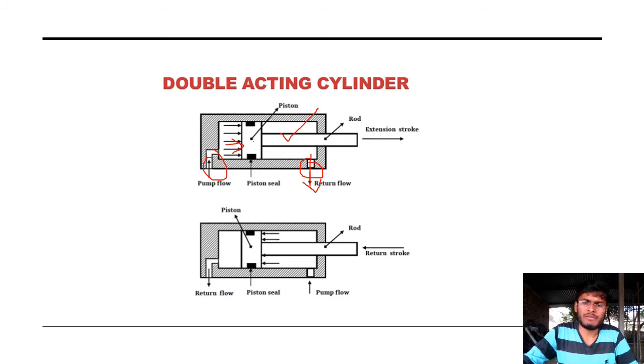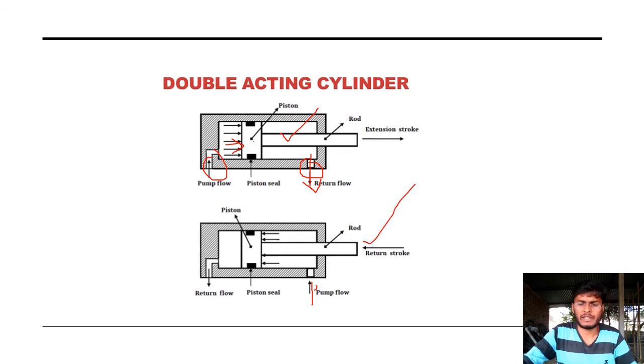Likewise, the same process applies: if we apply the fluid from the right side port, then the piston moves to the left side. That is called the return stroke. This is the working principle of the double acting cylinder.